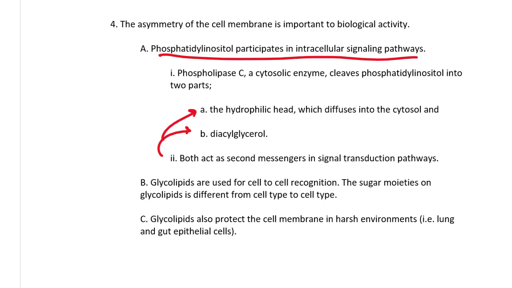Glycolipids also protect the cell membrane in harsh environments, i.e. lung and gut epithelial cells. So these are cells where their apical surface, and the apical surface in the case of epithelial cells, let me just draw that out. Here's my epithelial cell, right? Here's my basement membrane.